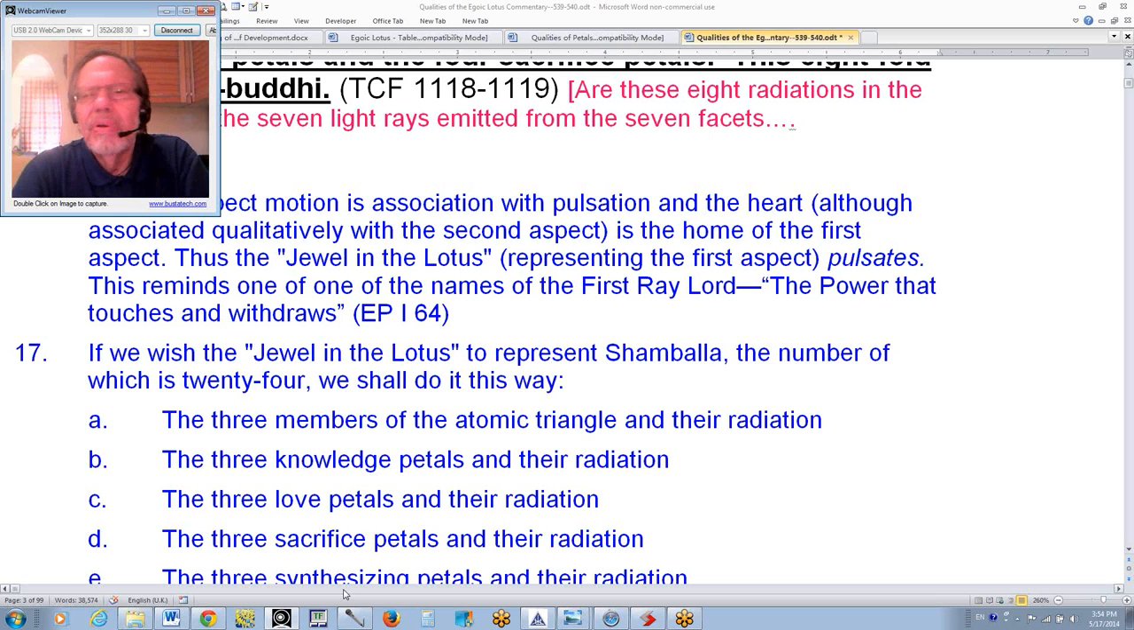So that pulsation, think of it, the power that touches and then withdraws, that is of the first ray Lord. One of the names of the first ray Lord. Well, if it's first ray and it's Shambhala, let's say, the power that touches continues to touch, continues to touch, until that which is touched is totally destroyed. And you see, that's the reason for pulsation, to give an assimilable touch of energy and not overmuch, which would destroy the form.